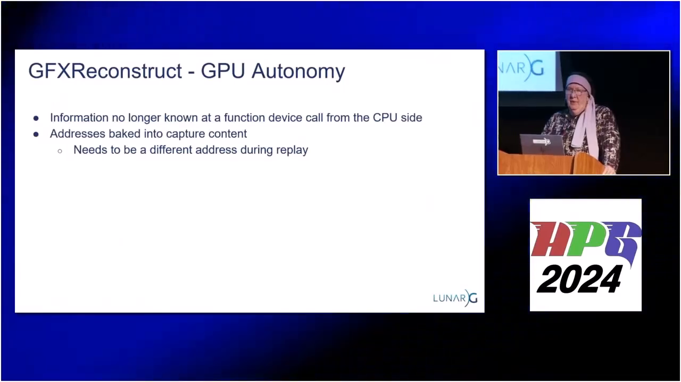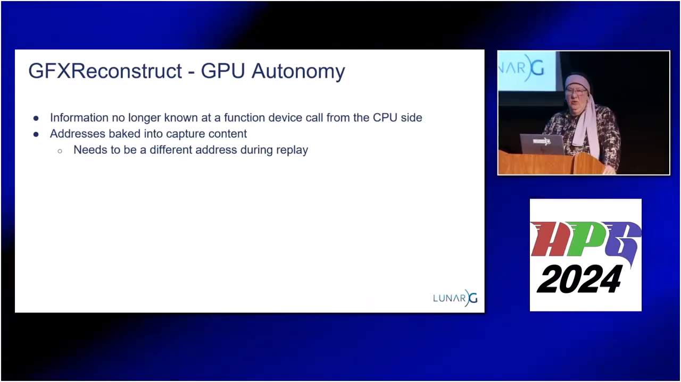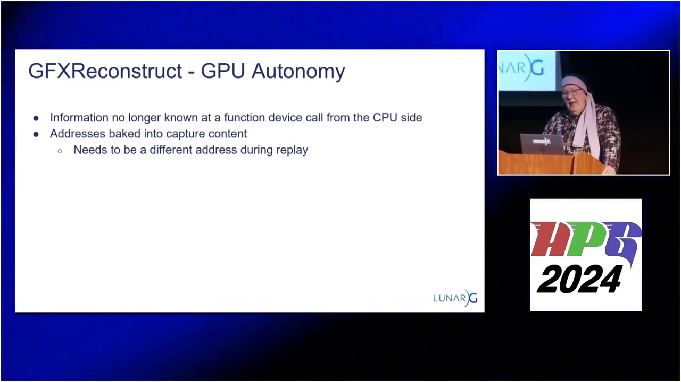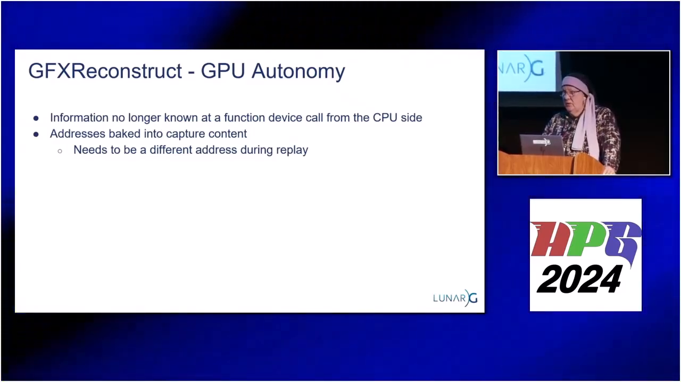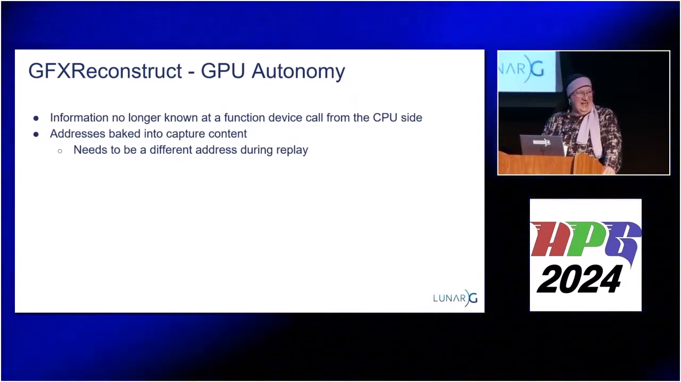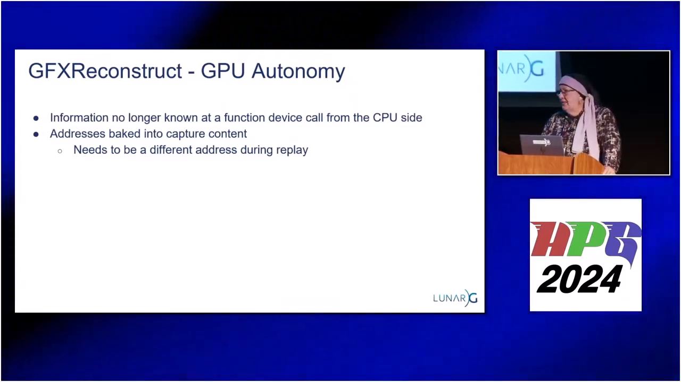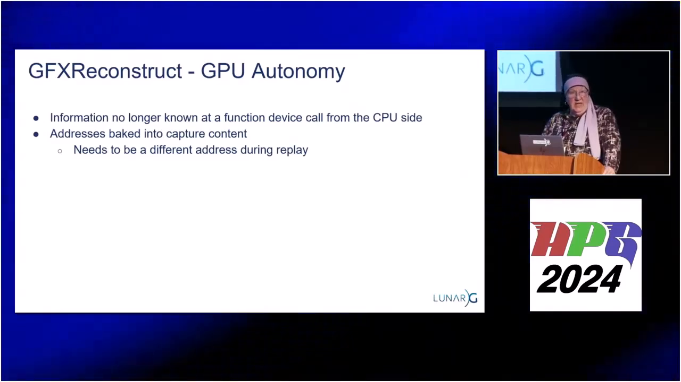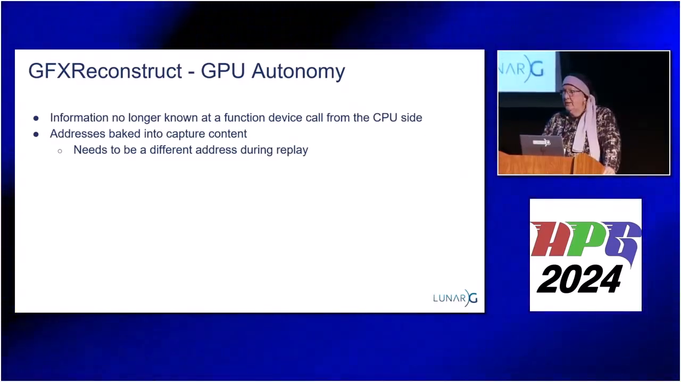So I can imagine what it will be like for GraphicsReconstruct with things like work graphs, and we're having some situations like this today. Information that used to be known at a function device call from the CPU doesn't occur anymore because it's happening dynamically on the GPU. So addresses, for example, get baked into capture content. We need to have those addresses changed or translated at the time for replay. How do we do that?